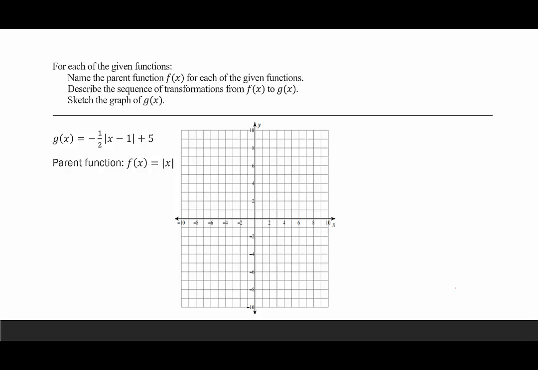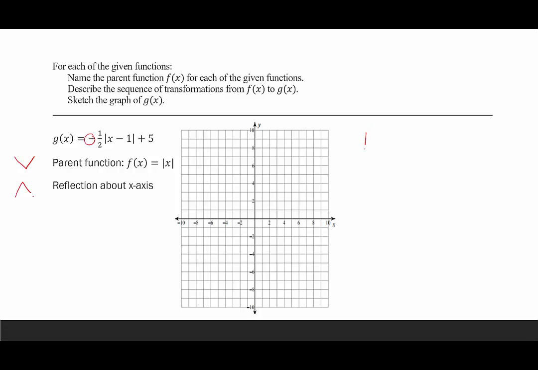So first, what I notice is that we do have a negative here. That indicates that we do have a reflection about the x-axis. So whereas the parent function would open up, the negative graph will open down. The next thing I want to identify are the horizontal and vertical shifts.